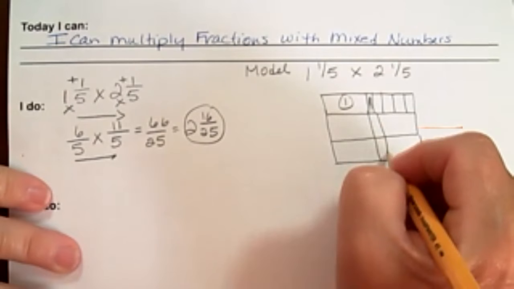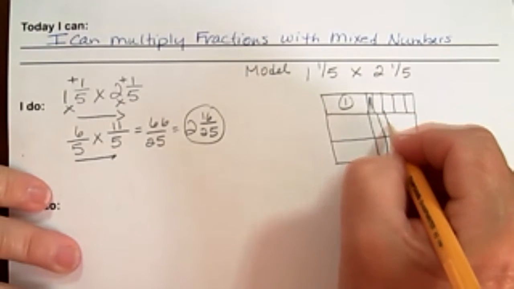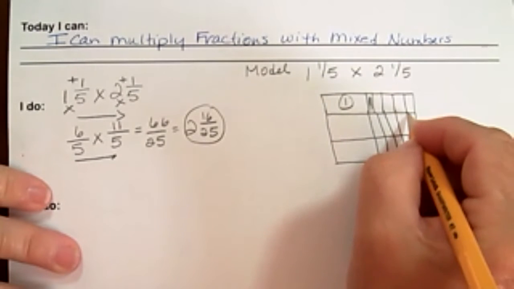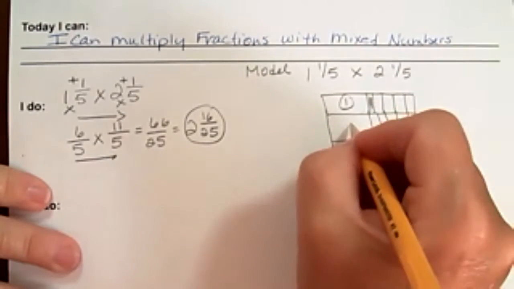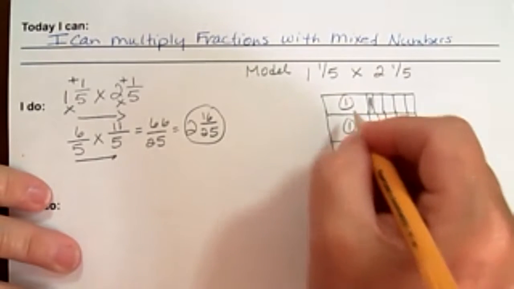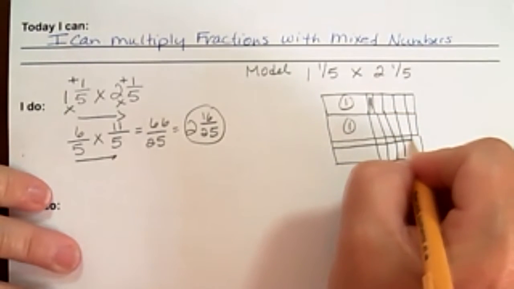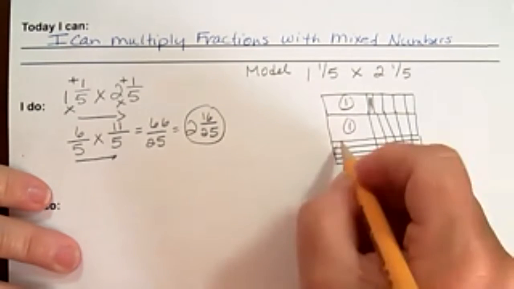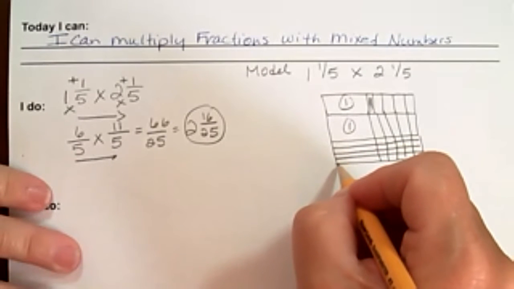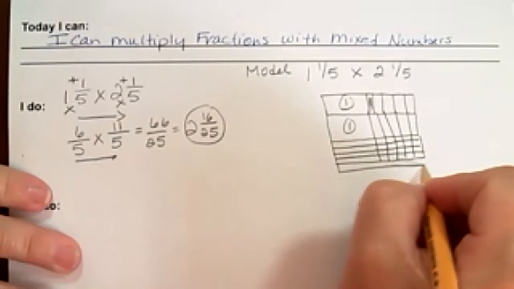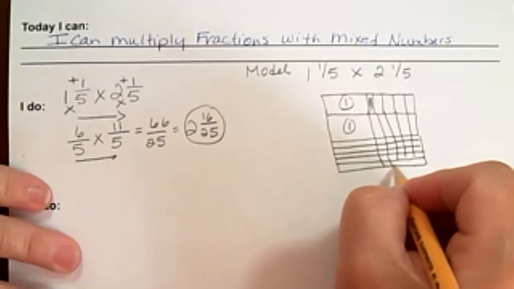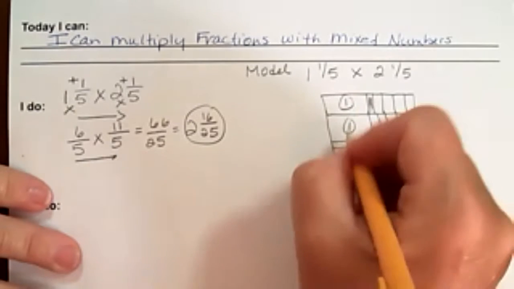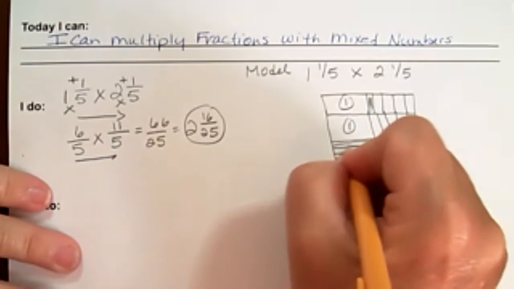Remember, if you need help with modeling, I will help. My lines are not straight, but I'm not perfect. So here's my 1, here's my 2. And you remember, as in previous modelings, we've got different directions. 1, 2, 3, 4, 5. And then 1/5 this way.